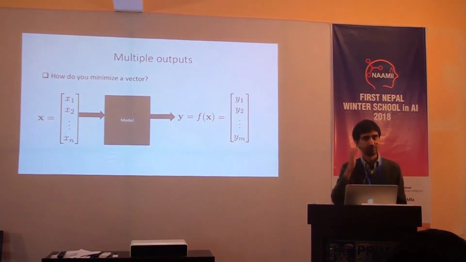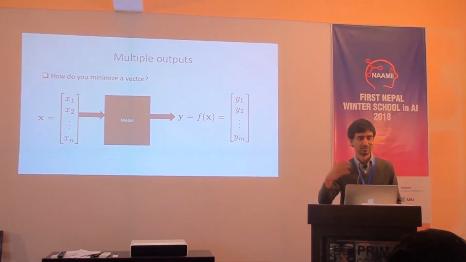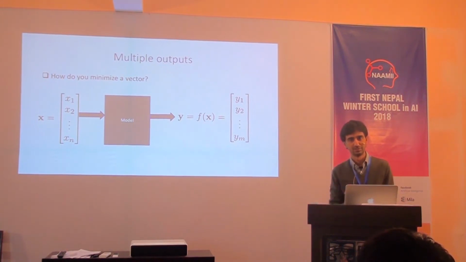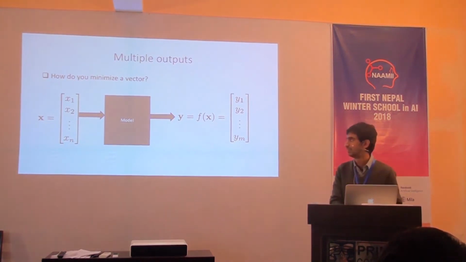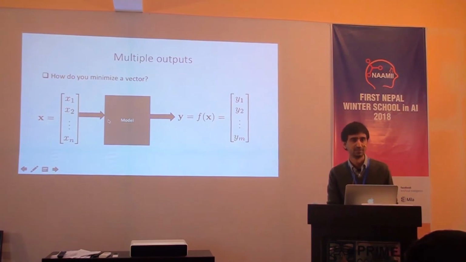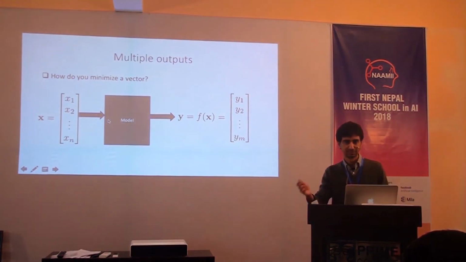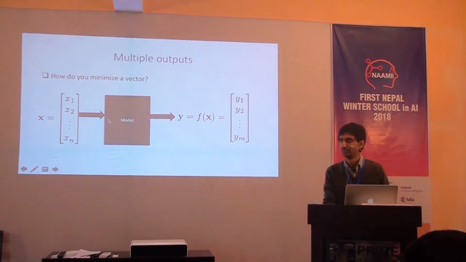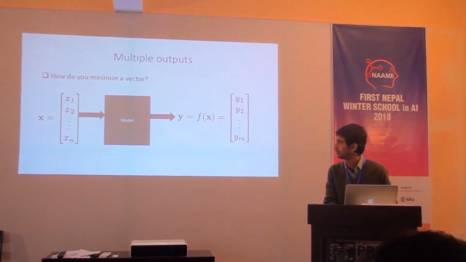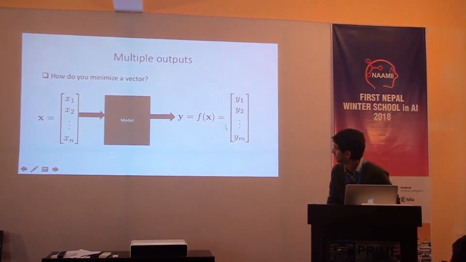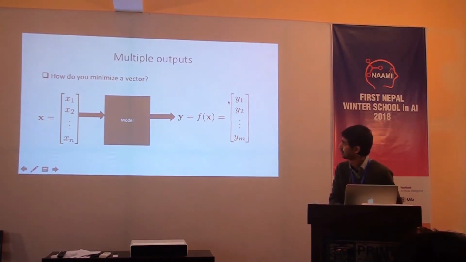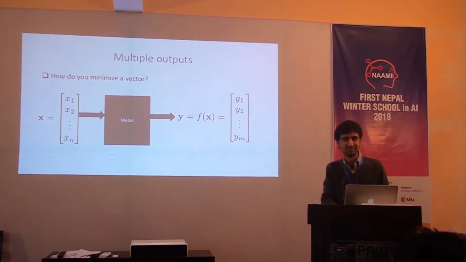But a linear function as well, that could be a multiple output. We did Ax equal to y all the time. So A is a matrix which acts as a linear function and gives you a vector y. But we are not considering linear functions as such because they have a very simple solution. You can optimize very easily in closed form. So now we have y equal to f(x). This is a vector. So what do you minimize here? What would you minimize here?